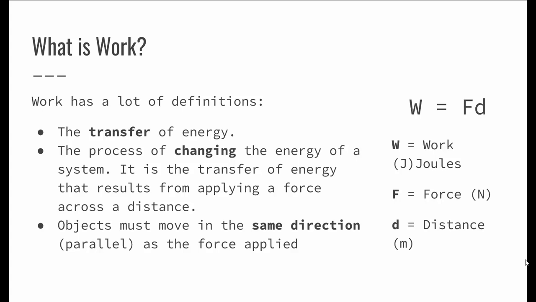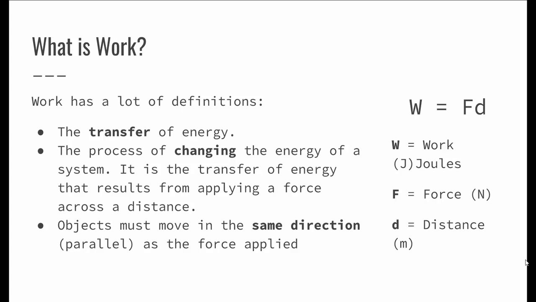Work, the symbol is W, is equal to force times the distance over which that force is applied. Okay? So if you push, let's say, a lawnmower, you apply force, and the lawnmower moves 3 feet. You did work. You apply force over a certain distance.